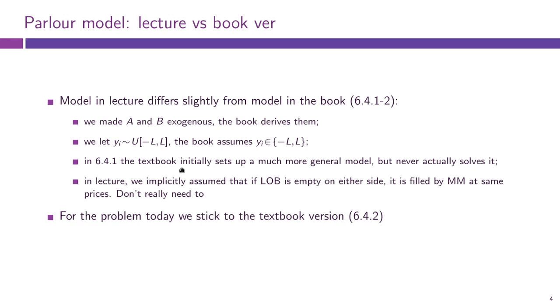Okay, one assumption that I made in the lecture is we implicitly assumed that if the limit order book is empty, then it is always filled by the market maker at the same prices, at these exogenous ask and bid prices A and B. Well, you don't really need to make this assumption. From how I read it, the textbook does not make this assumption, and we did not really need it in class. It was more of a convenience. So we will not make this assumption today either. And we'll see how things work if market orders can only trade against previously submitted limit orders.